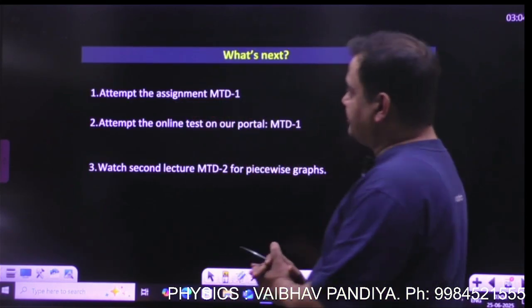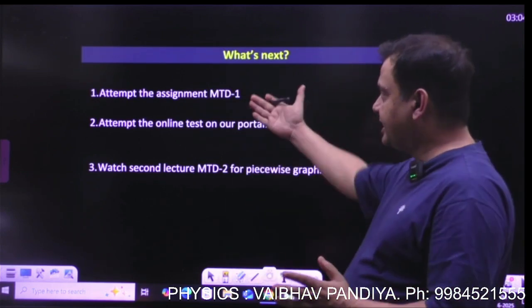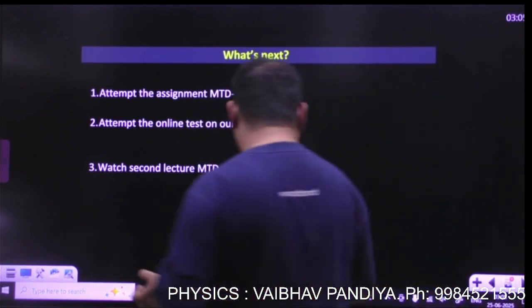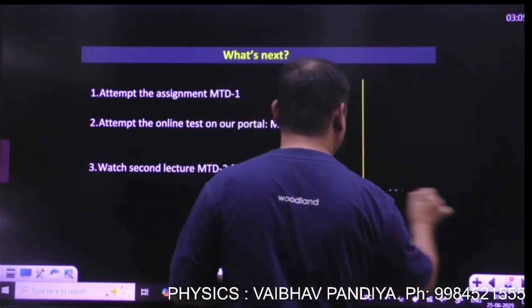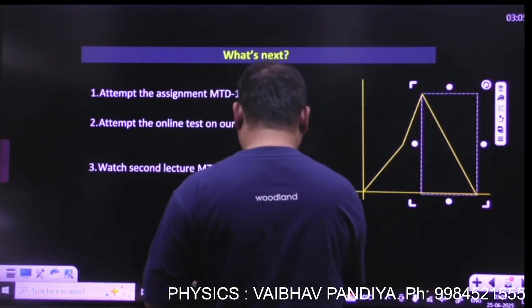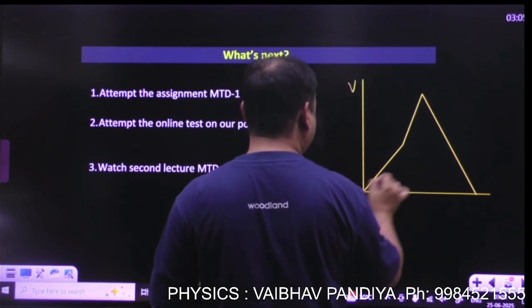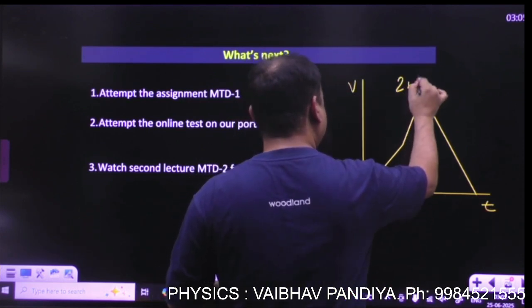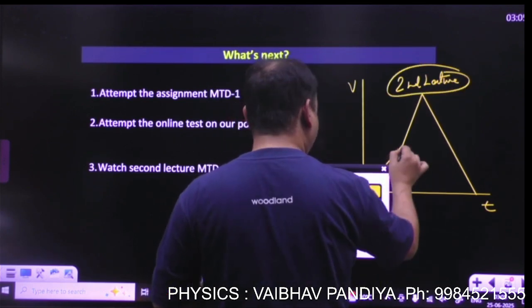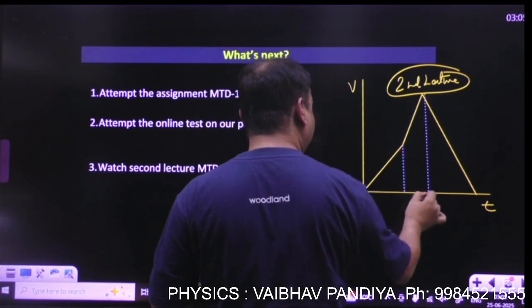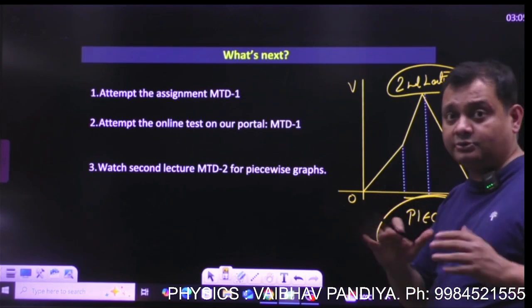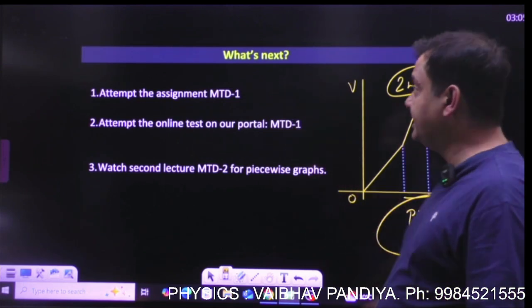So after this lecture, what you need to do, first of all, is attempt the related assignment MTD1. This is the first segment of this chapter. In the second segment, we will see how we will plot piecewise graphs like this, with different equations, like the velocity changing in different segments. So in the subsequent lecture, we will develop the skill when different equations are given for different intervals, and how we can plot these piecewise graphs.